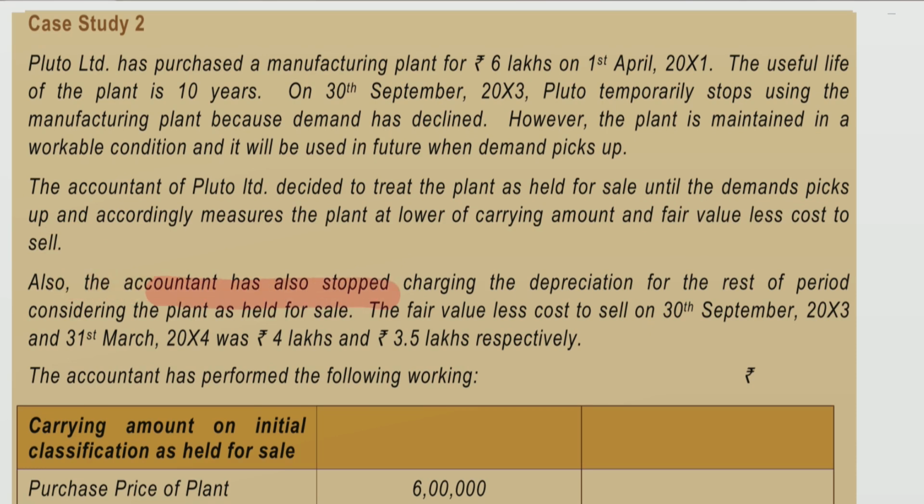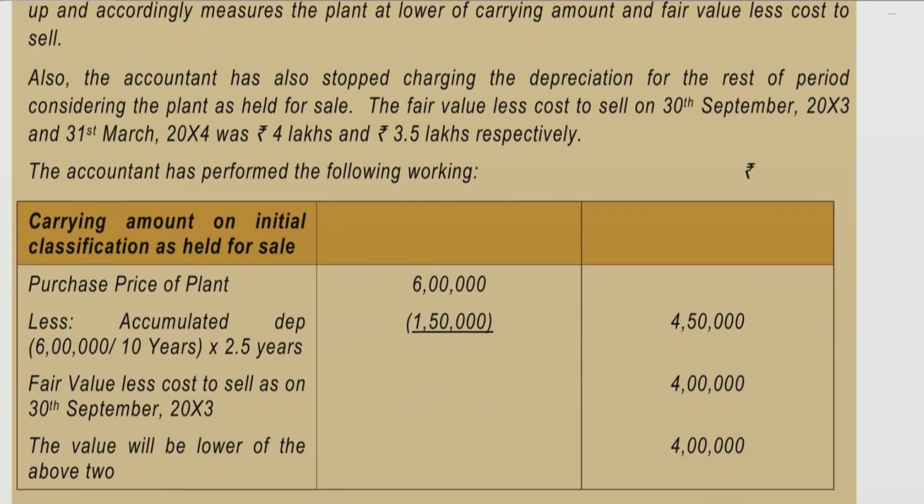Also, the accountant has stopped charging the depreciation for the rest of the period considering the plant as held for sale. The fair value less cost to sell on that date was 4 lakhs, that is on 30th September 2023 and 31st March 2024. It was 4 lakhs and 3.5 lakhs respectively. And this is the carrying amount as per their calculation.